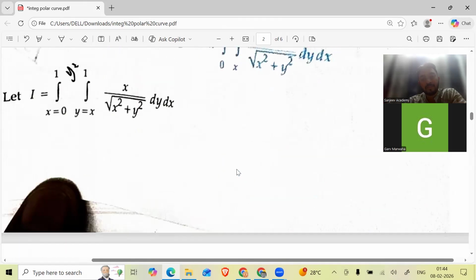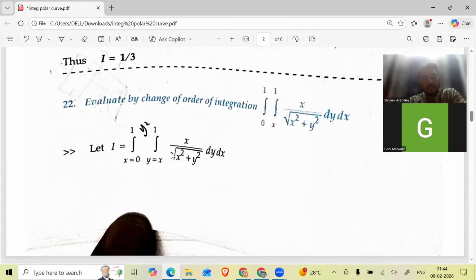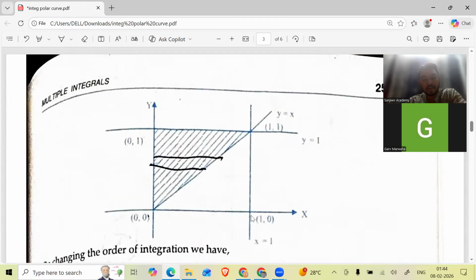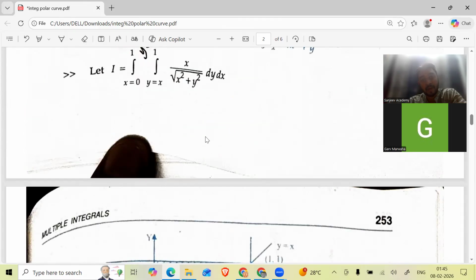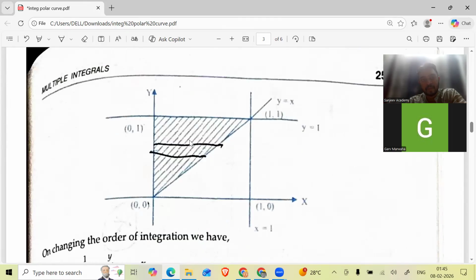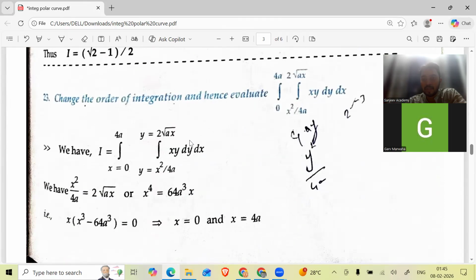First thing for me is making you understand how to plot the graph. See here in this question, y is equal to x and y is equal to 1. So y is equal to x, I just now told you it's a straight line. Correct? And y is equal to 1, then parallel to x-axis. You can see clearly y is equal to 1 parallel to x-axis. So graph drawing I have taught you. Next one is change of order. But before that, this also I'll help you with the graph.